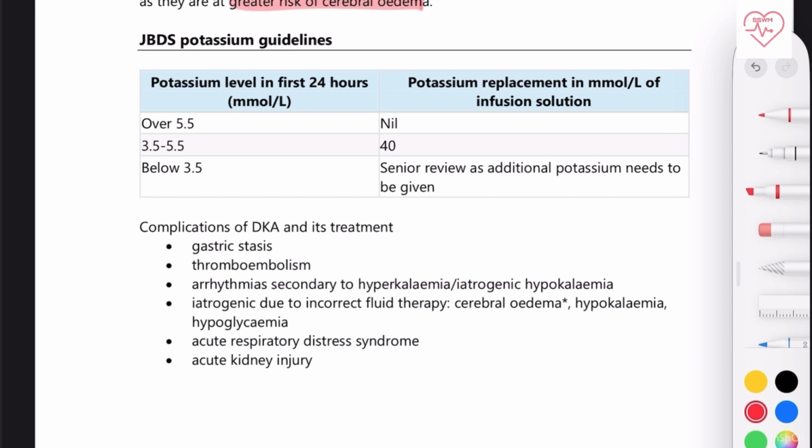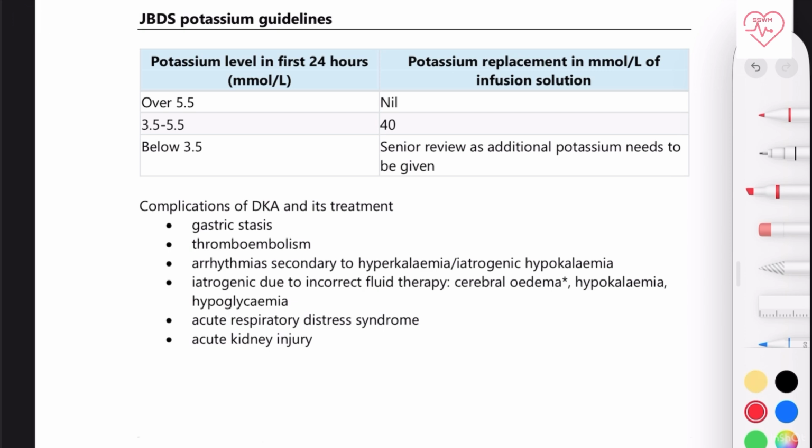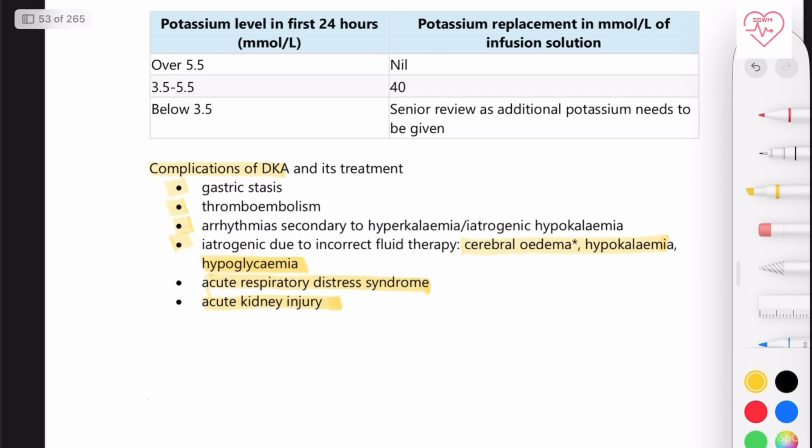Now, complications of diabetic ketoacidosis and its treatment: gastric stasis, thromboembolism. So these are all complications. You have to remember that: gastric stasis, thromboembolism, arrhythmia secondary to hyperkalemia, iatrogenic hypokalemia, iatrogenic due to incorrect fluid therapy. And there is cerebral edema, hypokalemia, hypoglycemia that could happen if there is incorrect fluid therapy, which I already told you. To young adults, you have to give slower infusion because they have a higher risk of cerebral edema. I told you before, please be focused, okay? Acute respiratory distress syndrome, acute kidney injury.